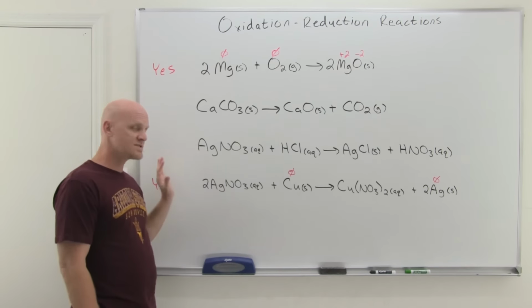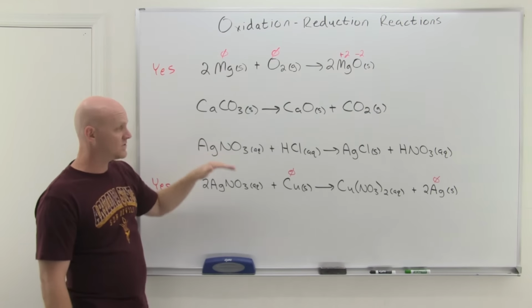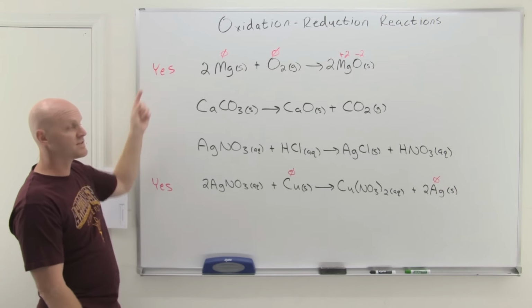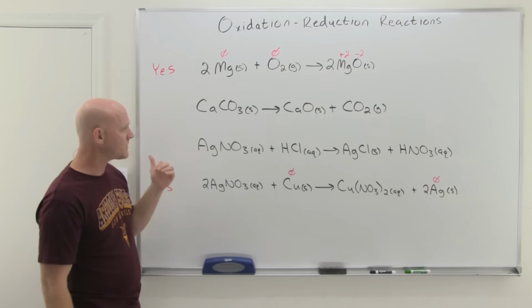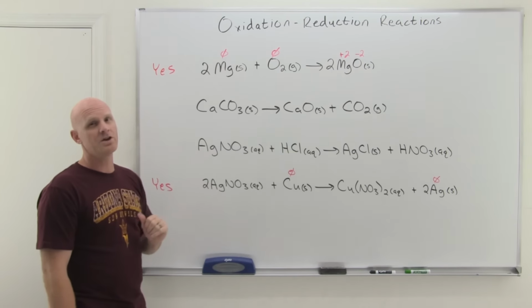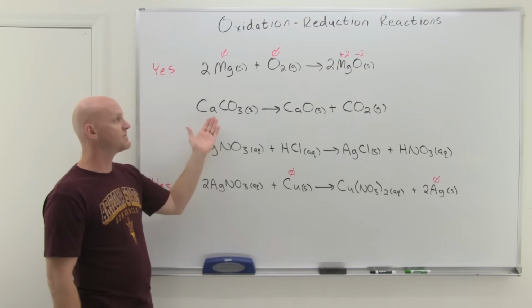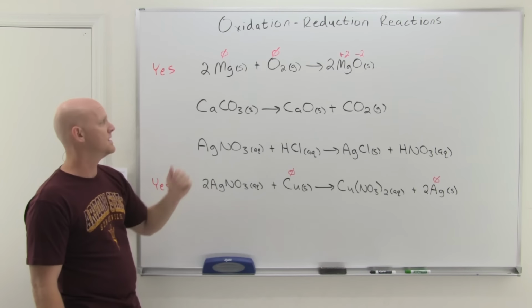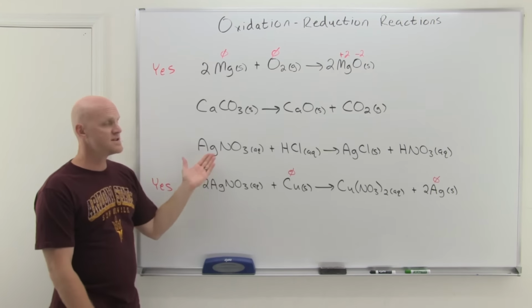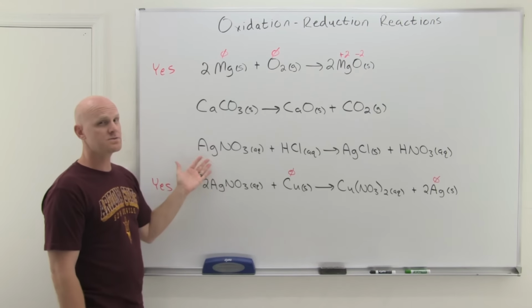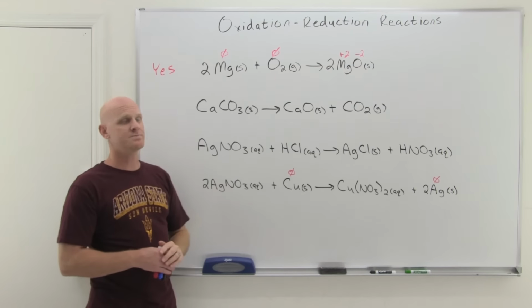Instead of having to assign all the oxidation states, in these two at least, we just quickly figured out that yes, they are redox because we had elements in their elemental form in the reaction. All right, now for the other two, you might recognize what kind of reactions these are. This first one is a decomposition reaction, going from one species to two species. And then this next one you might recognize as a double replacement reaction.